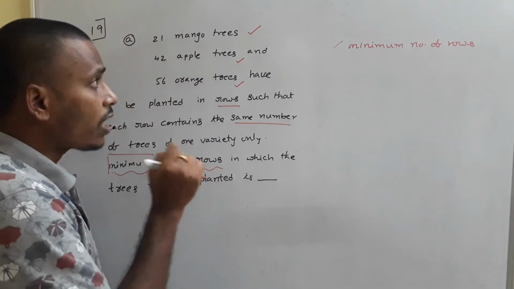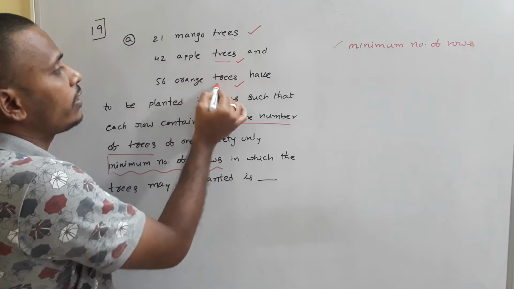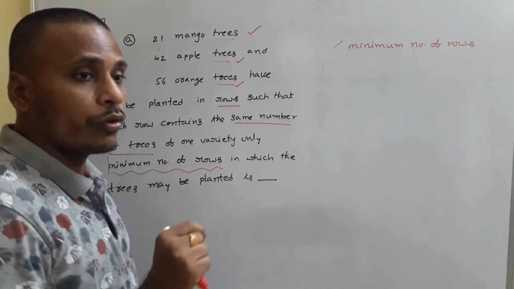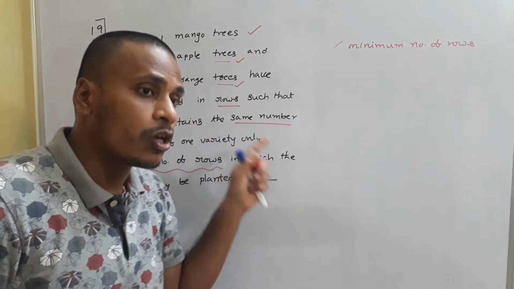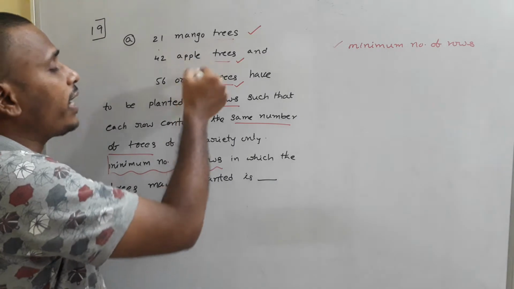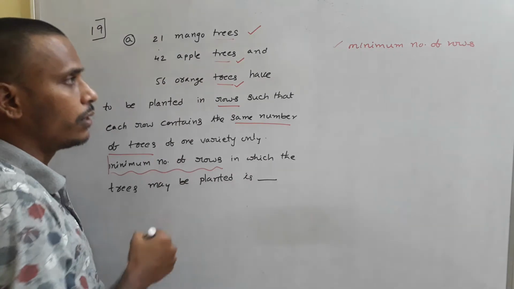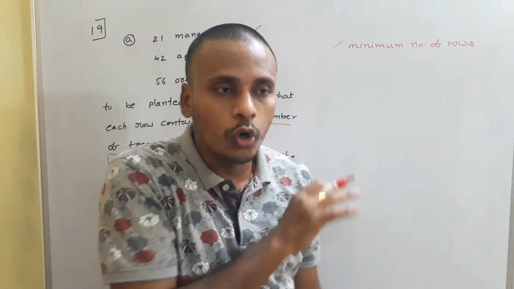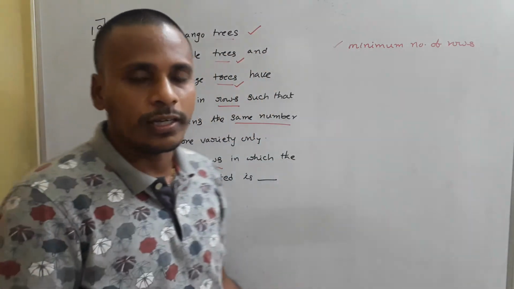But since the task is to find the minimum number of rows, and the values given in the problem are about trees, these are the numbers related to trees and we need to find the minimum number of rows. So these are rows and those are trees. So LCM is not required here. And one more thing is, since we are planting trees in rows, the number of rows for sure must be less than these three numbers. LCM is usually greater than the given numbers and that's why we don't use LCM here to solve the problem. You go with some other method, usually it may be HCF.